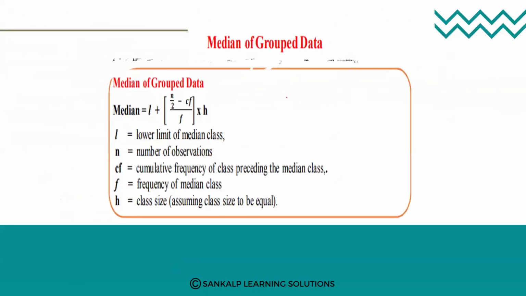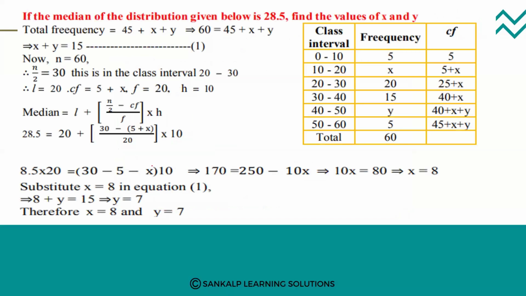Then we'll learn about the median of grouped data. In order to get the median, there is one formula: L plus (N by 2 minus CF) divided by F into H. L is the lower limit of the median class, N is the number of observations, and CF is the cumulative frequency of the class preceding the median class. F is the frequency of the median class and H is the class size. Next, this one is very important. This question can be asked for 3 marks.